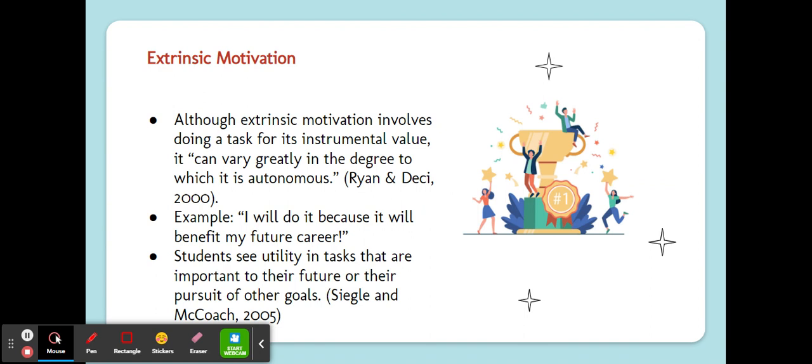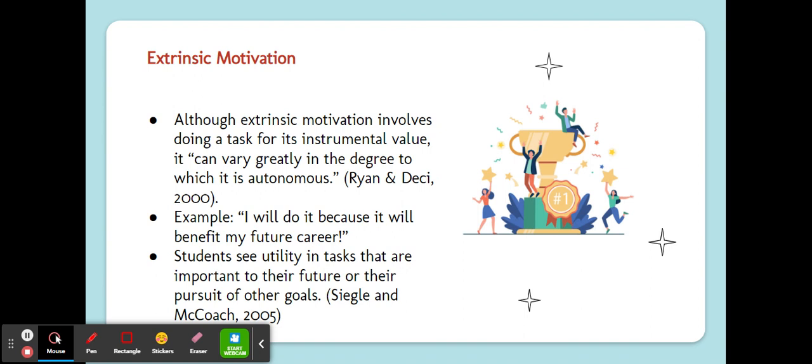While intrinsic motivation is considered ideal, it is widely acknowledged that it becomes weaker as a child grows and is increasingly required to assume responsibilities for tasks that are not inherently rewarding. According to Ryan and Deci, although extrinsic motivation involves doing a task for its instrumental value, it can greatly vary in the degree to which it is autonomous.